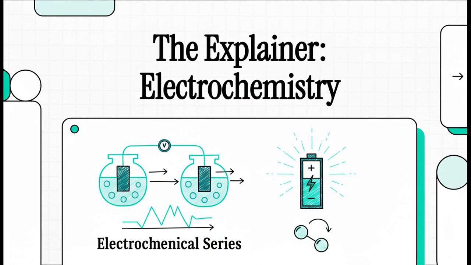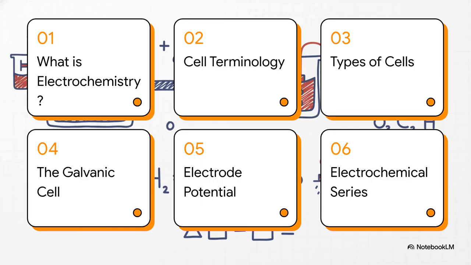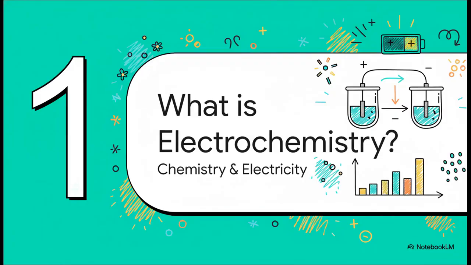Let's jump right in. So here's our game plan. We'll kick things off with the basic definition, get our vocabulary straight, look at how the cells are actually built, and then wrap up with a super useful predictive tool called the electrochemical series. Okay, let's dive right into section 1.